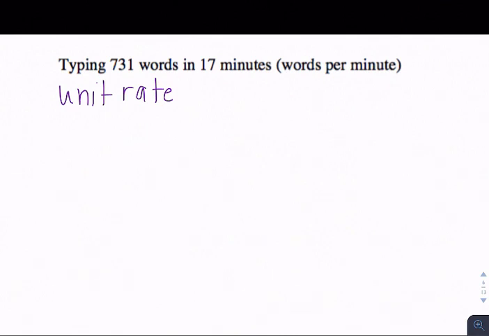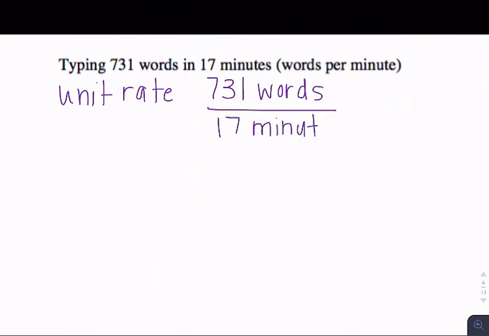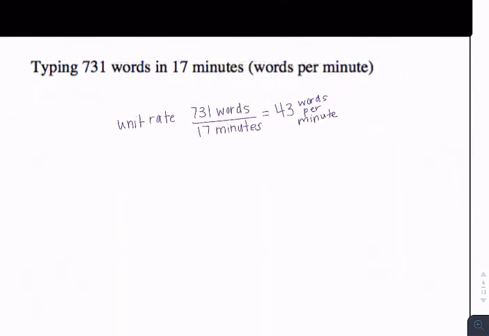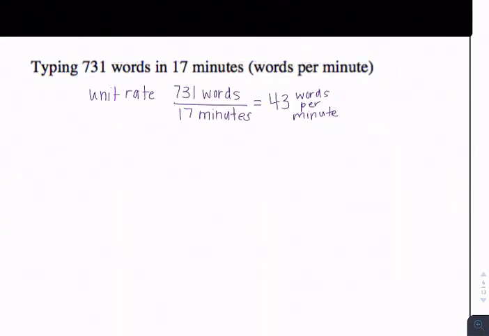To do that, if we're finding words per minute, then we're going to do the 731 words over the 17 minutes. And we can divide 731 divided by 17, and we get 43 words per minute. So that is our unit rate. We are going to use that to help us with all of the rest of it.